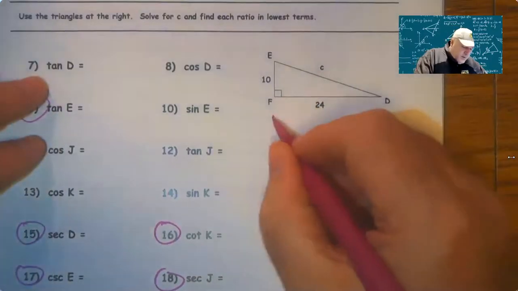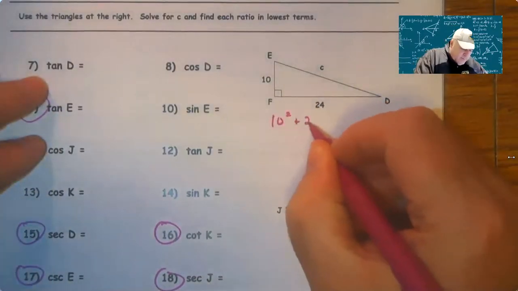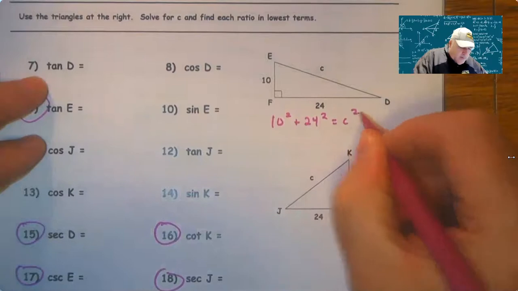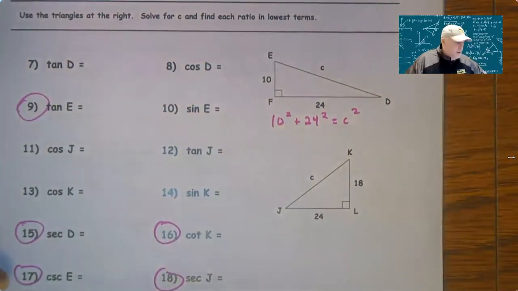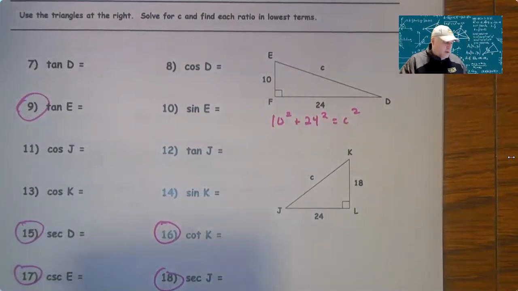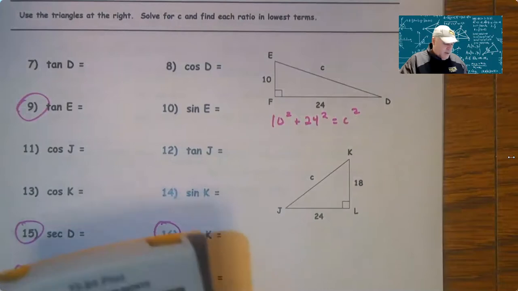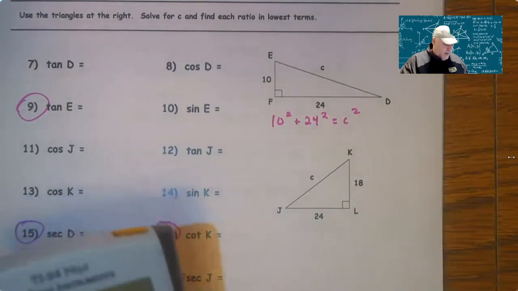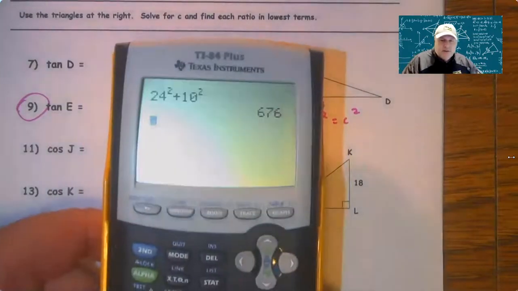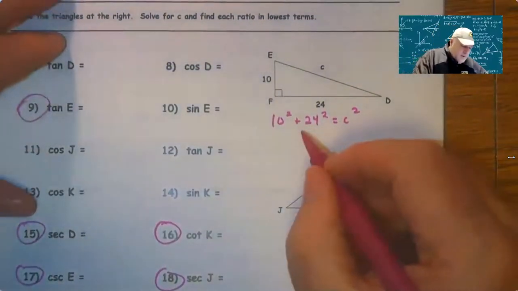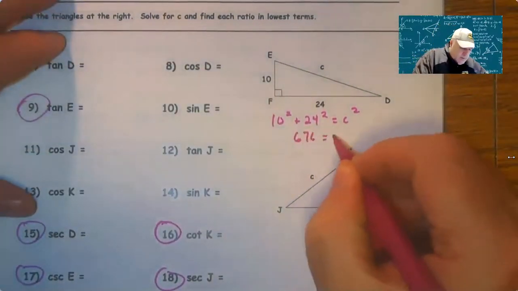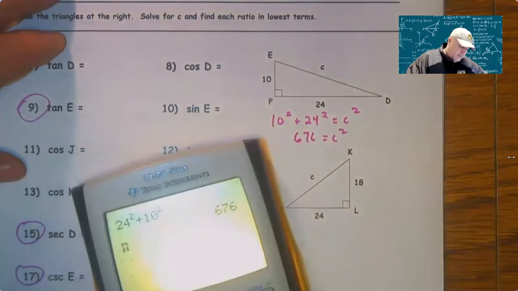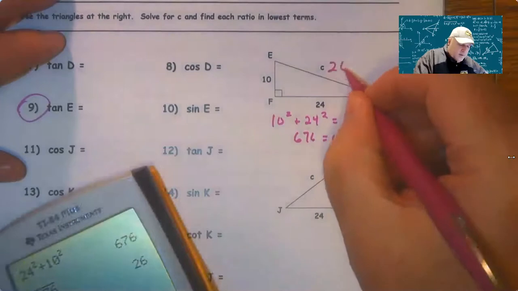That's your a squared plus b squared every time. You don't even think of trying to label it. You just do it, and you'll have your a squared plus b squared. So you can actually just take your calculator and enter that out as 676. And then you would square root that, and that's 26. So C is 26.